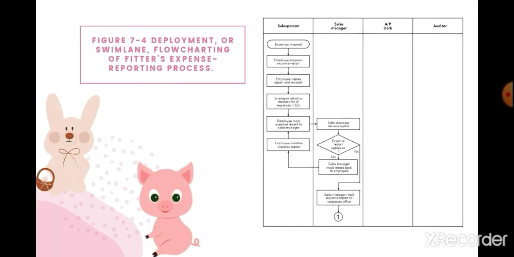The next one is deployment of swim lane flowchart. It depicts team members across the top, with each task aligned vertically under the appropriate employee or team. So if we notice here, the task of the salesperson is separated from the sales manager.